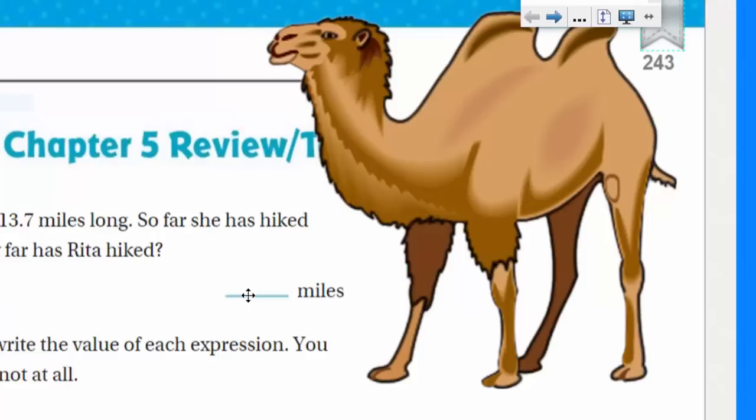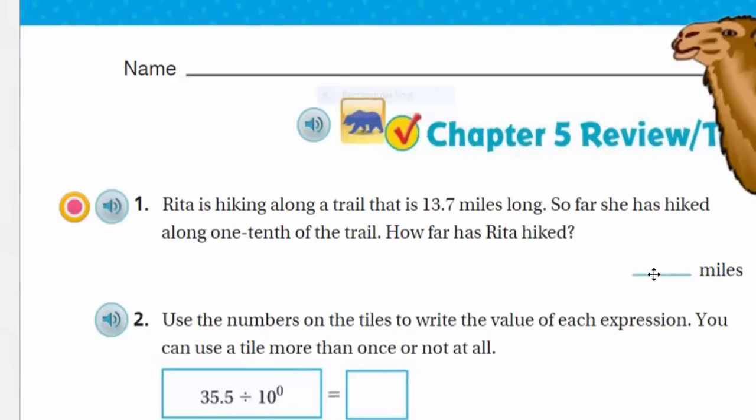Anyway, but are we really here for just you, Mr. Feature Animal of the Day? No, we are here to take a look at some of the material in Chapter 5 of the Go Math.